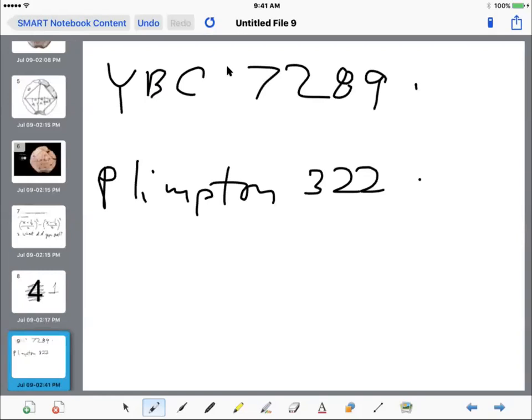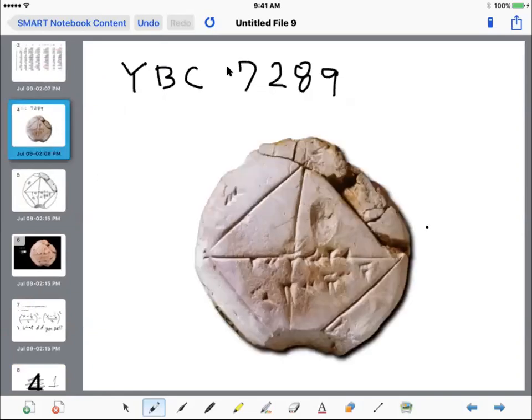I think I'll start with the YBC 7289. Here's what it looks like. It's very small, about an inch and a half. About 10 years ago, they had both of these tablets in New York City at a museum with math exhibits. This was not a very crowded tourist attraction. They had them next to each other in the same little case, even though one belongs to Yale and the other, Plimpton 322, belongs to Columbia.